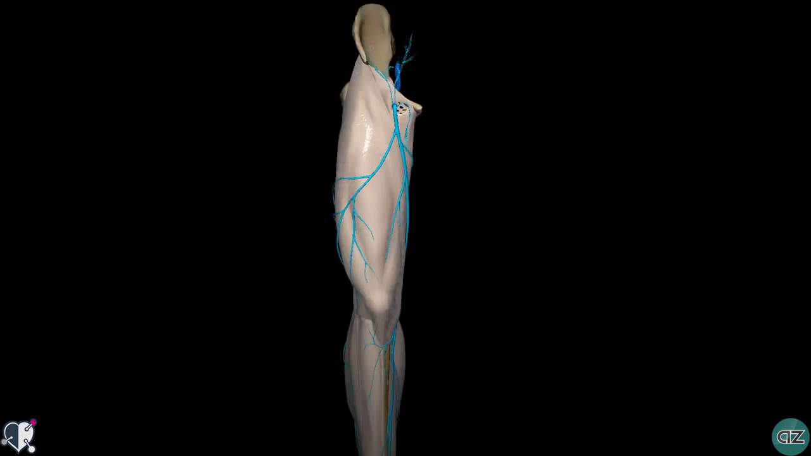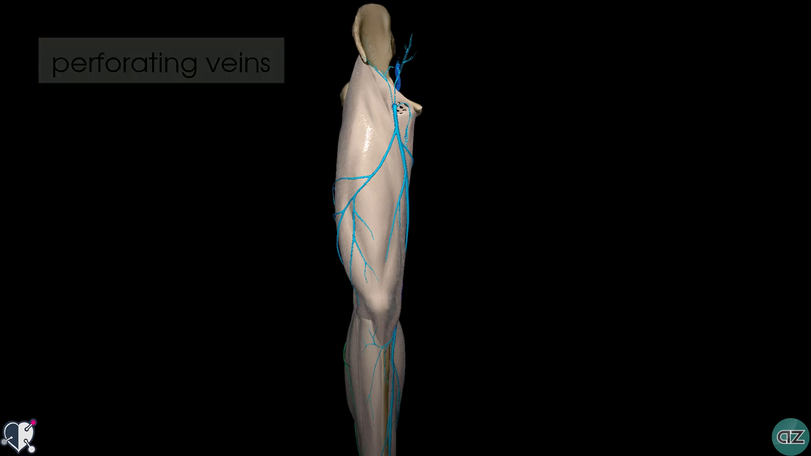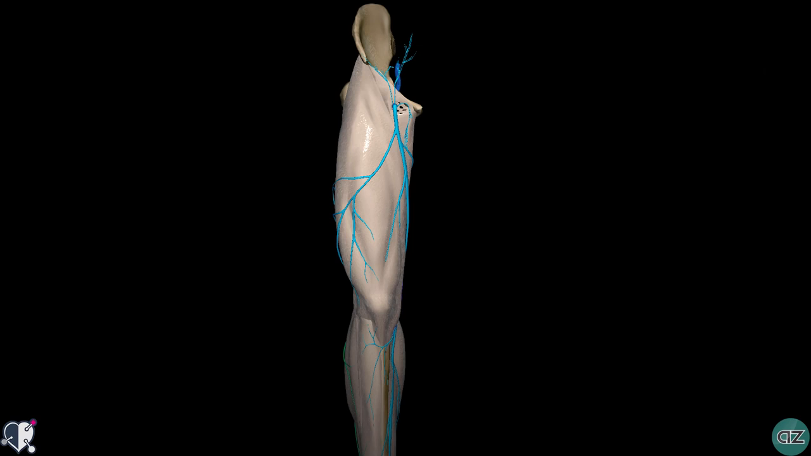In addition to these two major veins, the small and great saphenous vein, you also have perforating veins. These are small little veins which pass directly from the superficial venous system to the deep venous system. So the deep venous system is actually at a higher pressure to the superficial venous system. So in order to prevent the backflow of blood from the deep to the superficial system, there are valves at these junctions between the saphenous vein and the deep system.